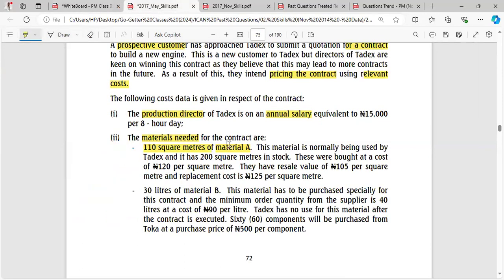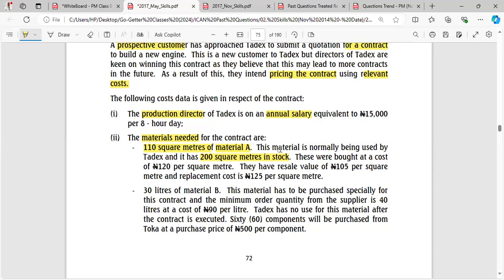For the material, we ask the first question: is the material available in stock? Let's see. This material is normally being used by Tadex and it has 200 square meters in stock. So yes, the material is available in stock. We don't need to buy any. We move to the next question.